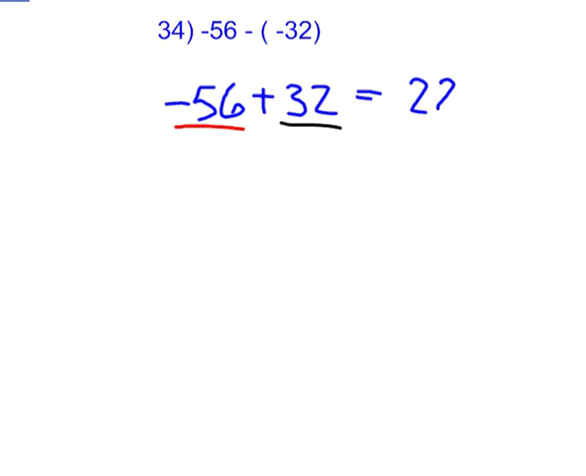Number 34, we have negative 56 minus a negative 32. So we're going to do negative 56 plus the opposite of negative 32, which is positive 32. Now we're back to what we did before. Once again, this is a red card. This would be a black card. Because we have red and black, we subtract them. 56 minus 32 gives us 22. And we take the sign of the largest one. Since 56 is the largest, it's negative. Our answer is a negative 22.